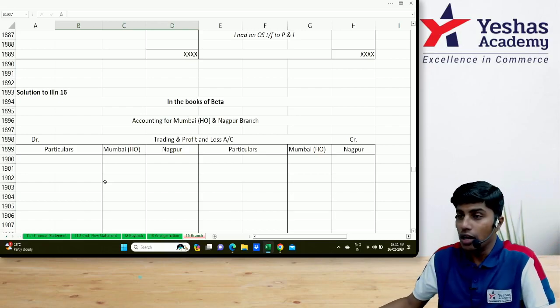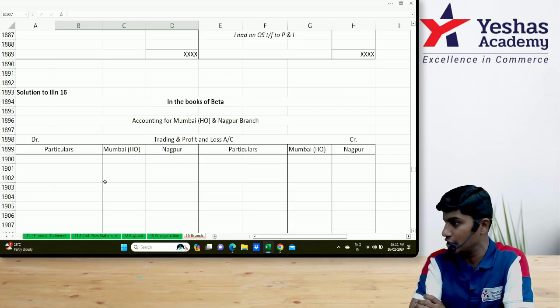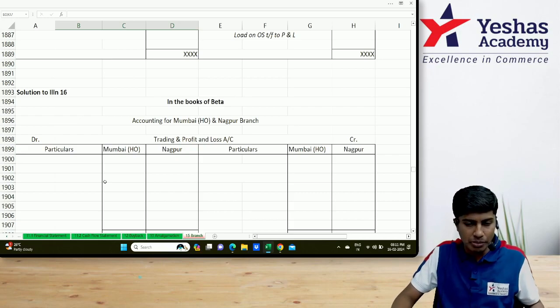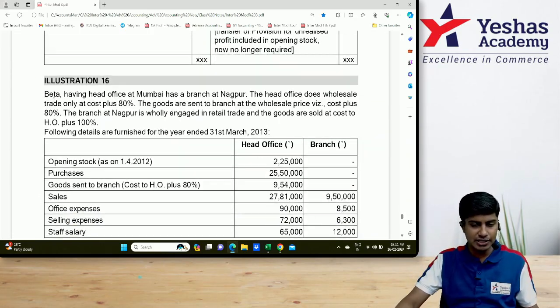Let's now solve a question on wholesale price method for dependent branch in branch accounting. This is our question number 16 from material, question on Beta Limited. Can we get started, guys? Please start reading question number 16.